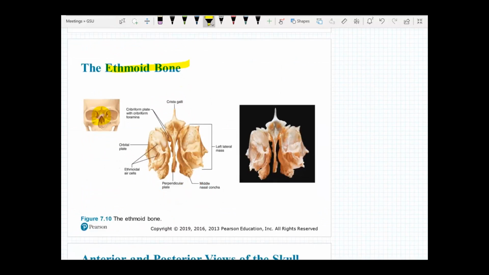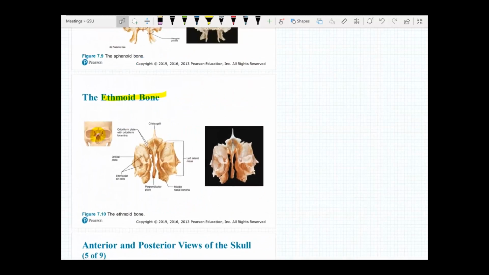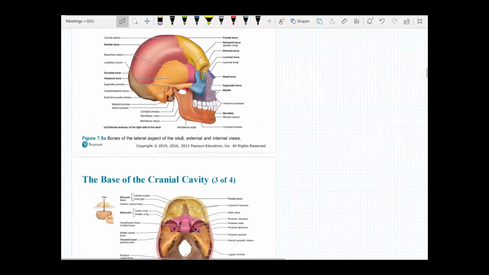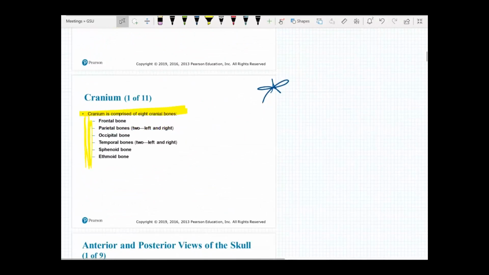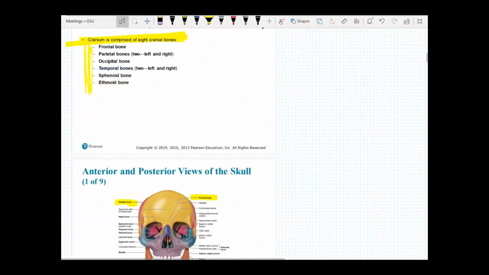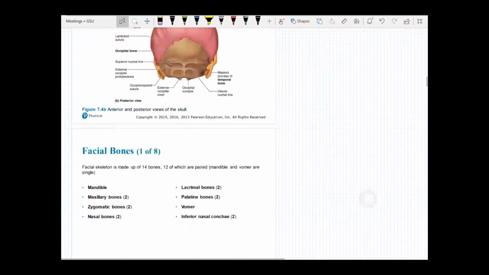You don't need to know the parts of all these bumps and grooves. But when we're talking about this cranium, these are the 8 cranial bones, and you do need to know where those are. Anything that was not named, you do not need to know.